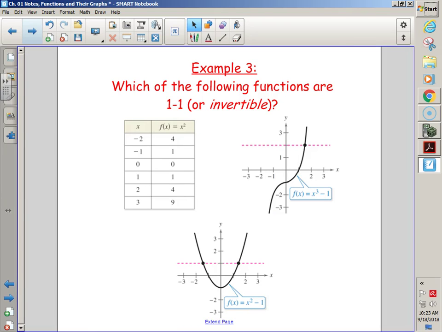let's say, okay, what if they do give us a graph? Which of these are invertible or one-to-one?